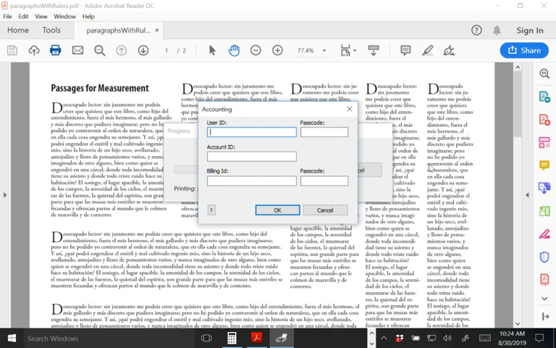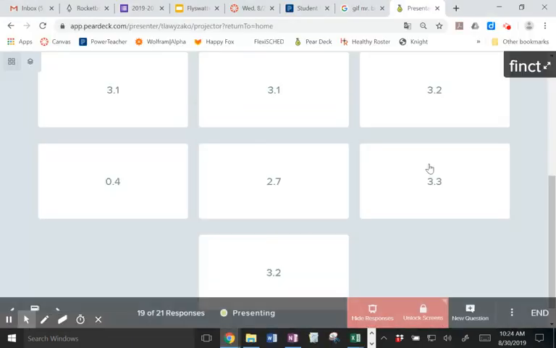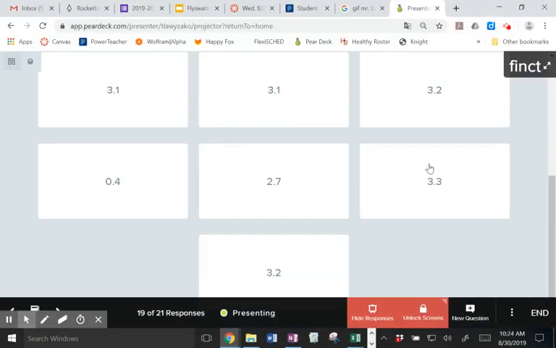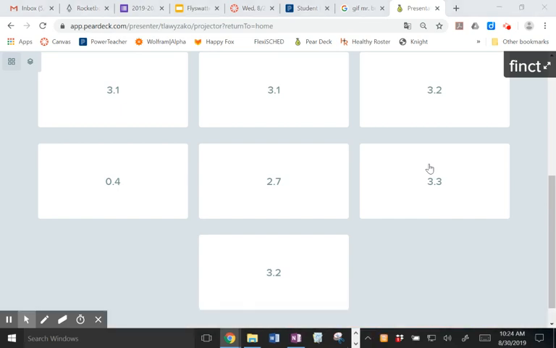Okay, so what I need you to do is try to figure out what relationship, if any, exists between height and width of the paragraph. Okay, so you got about 10-ish minutes.